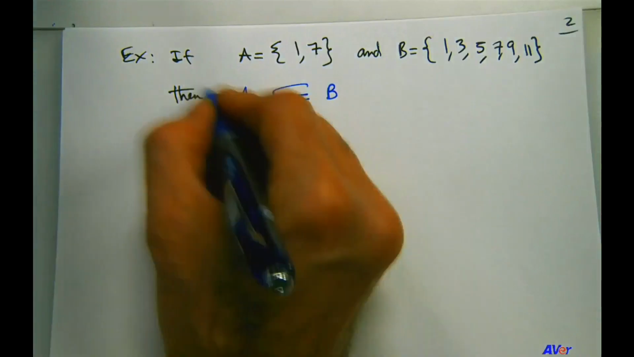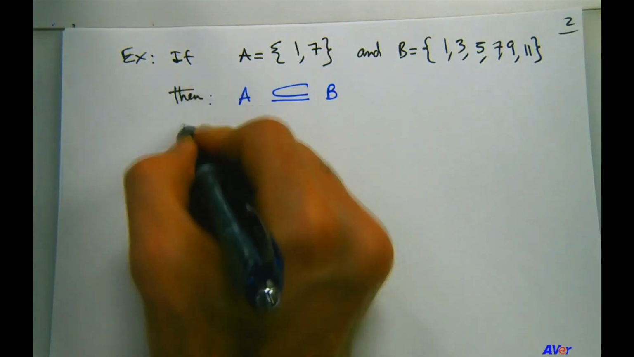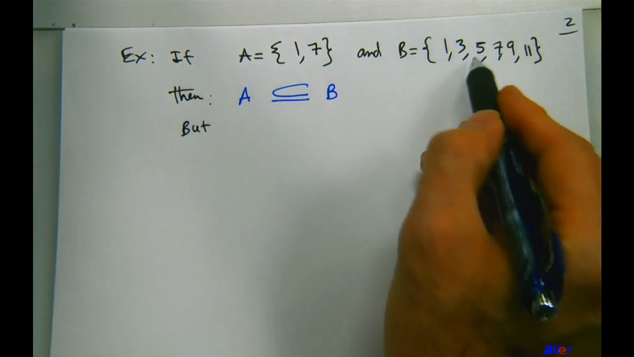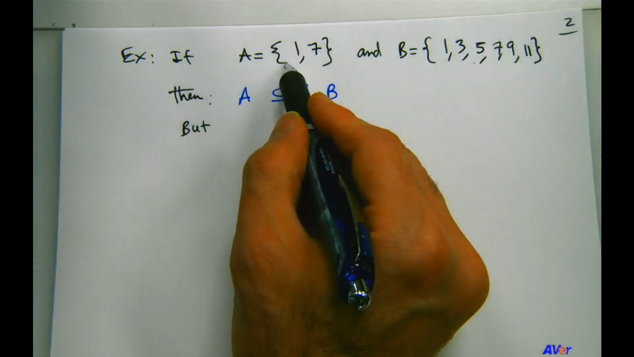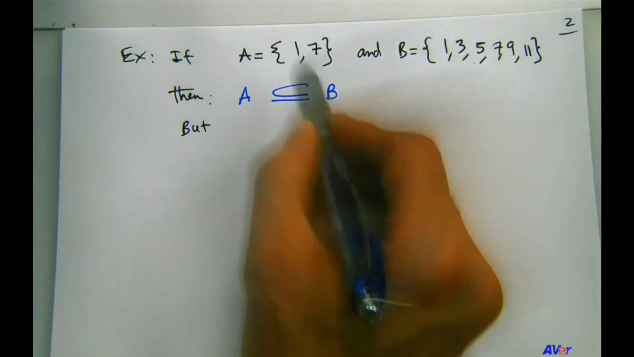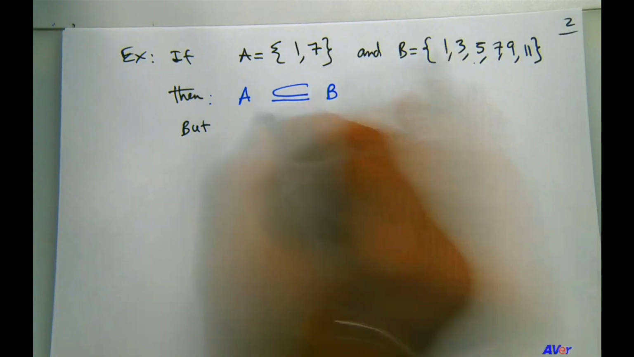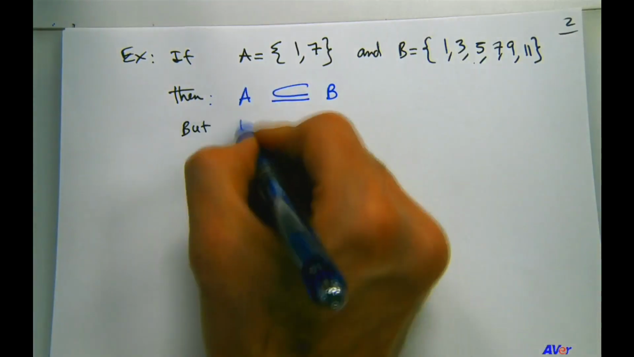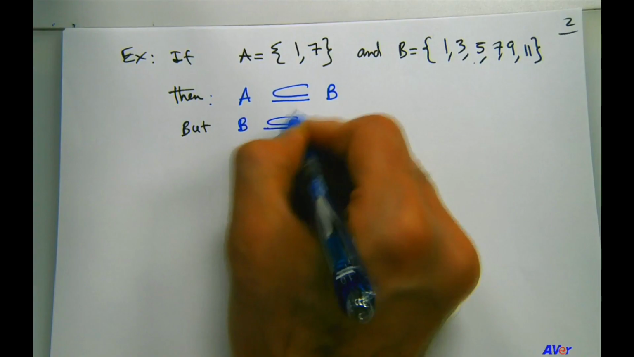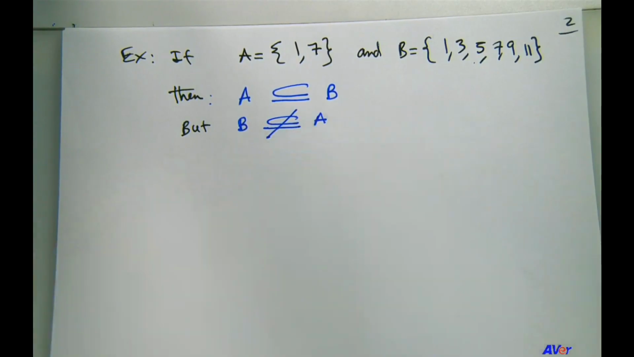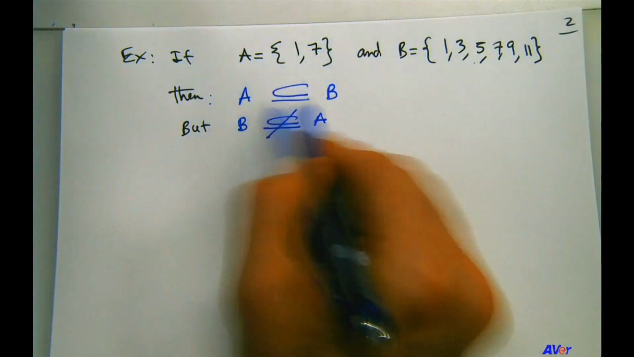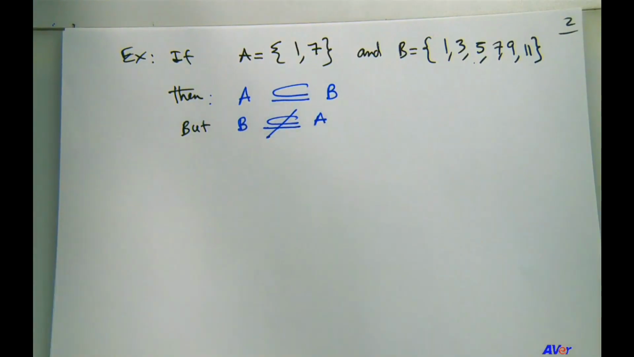Okay? But is B a subset of A? Is every member of B also in A? No, right? So we can say that B is not a subset of A. So it works this way, but not the other way around. Okay? Let's do another example.